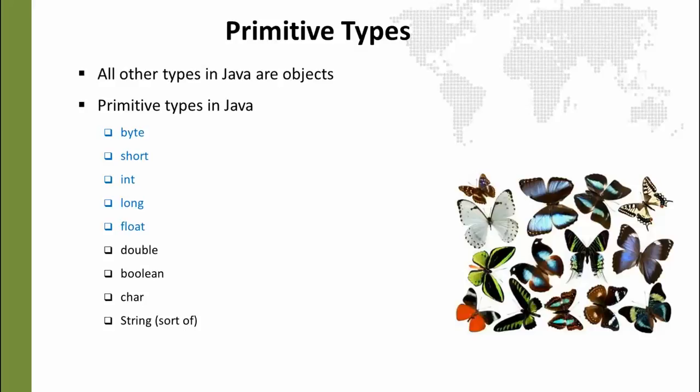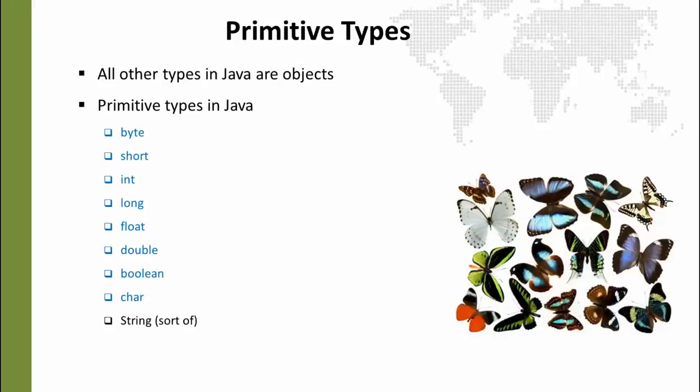A float is a 32-bit decimal number. A double is twice that, it's a 64-bit decimal number. A boolean is true or false, it's a 1-bit value. And a character is a 16-bit character that you would find on the keyboard. It is basically a letter or number.